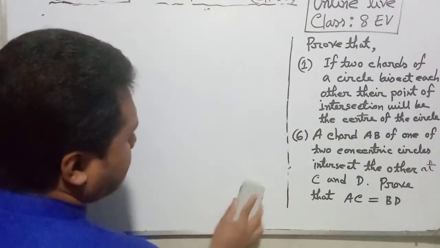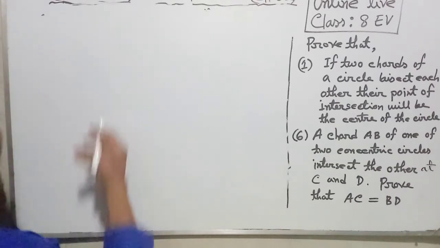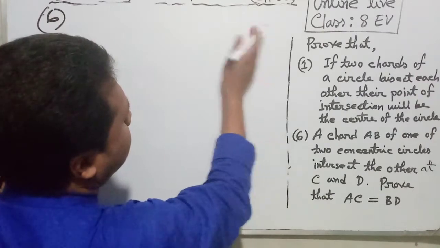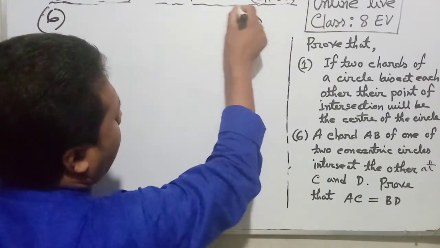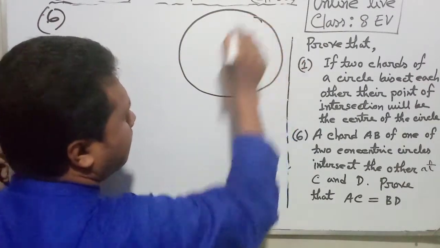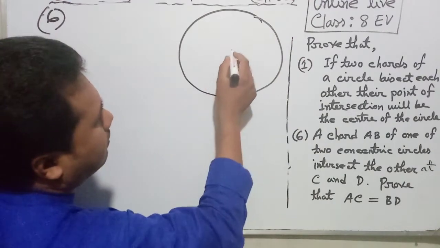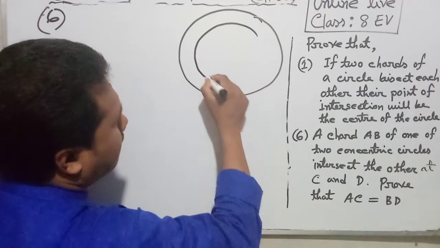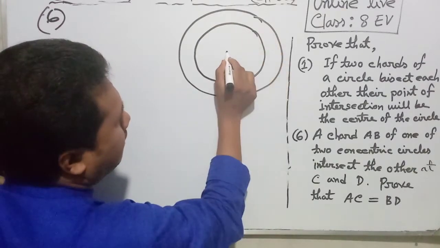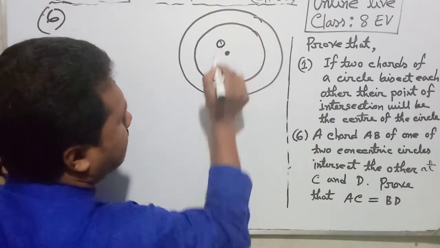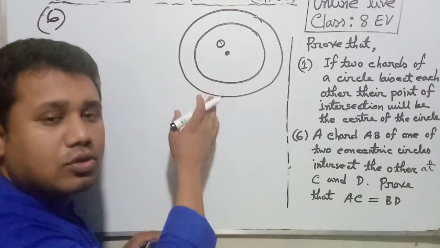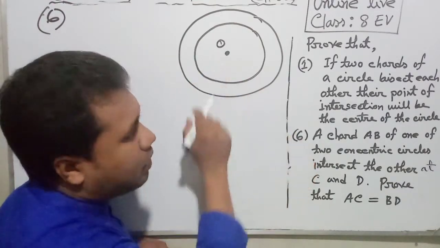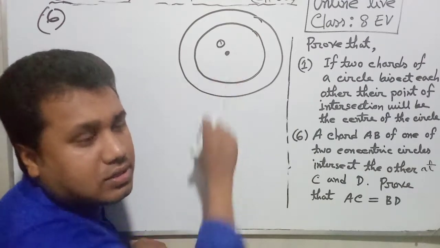Our problem number 6. Suppose this is a circle and this is also another circle, and this is the center. Both circles have the same center. This is called concentric circles, or here this center is called the unicenter.